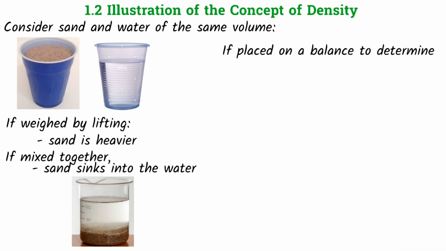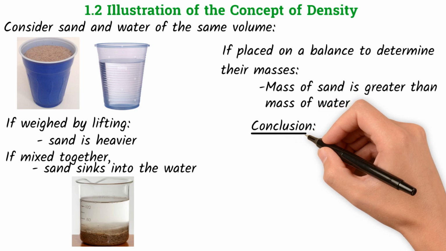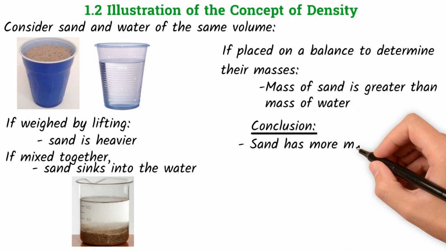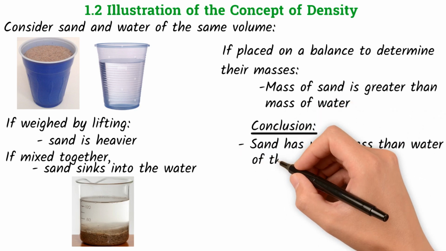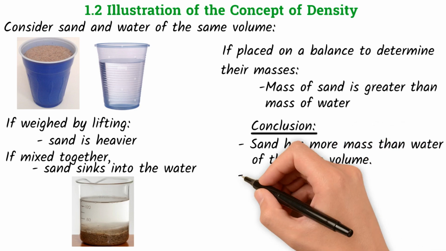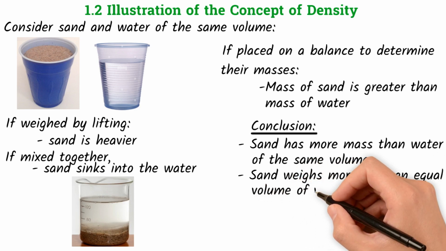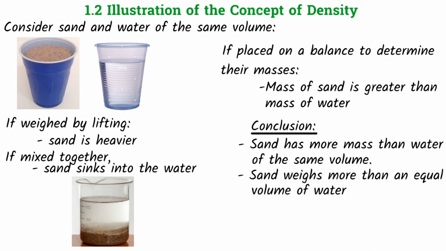And if you have a balance and you use it to determine the mass of the sand and the mass of the water, you will observe that the mass of the sand is greater than the mass of the water. So we can therefore conclude that if you have sand and water of the same volume, the mass of sand will always be greater than the mass of water. That is, sand weighs more than water of the same volume. And we can say that sand is denser than water.